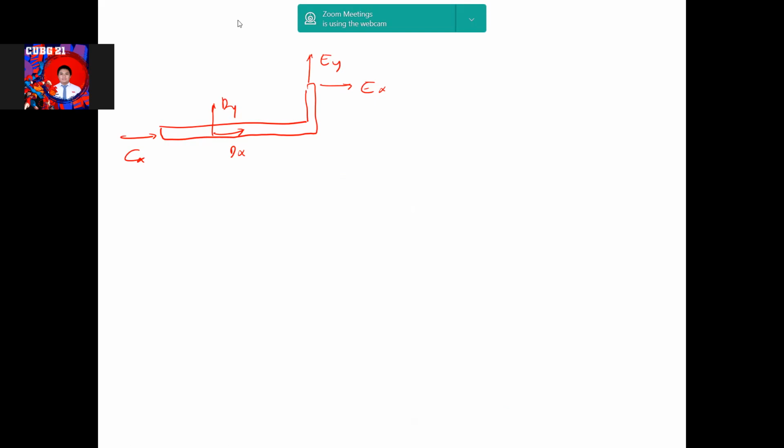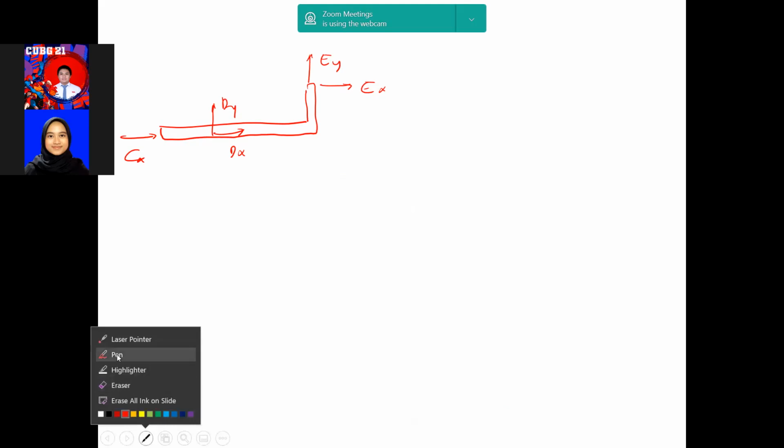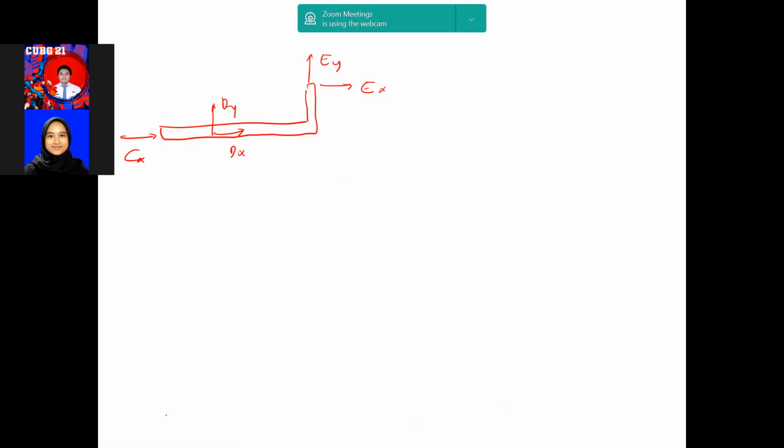pertanyaannya adalah berapa potongan yang kita butuhkan untuk membuat diagram gaya dalam dan juga momen dalam, Zafia? 2, Pak. 2. Ayo, yakin 2. Ada yang vertikal ya? Oh, 3. 3. Ini 1, 2, 3.